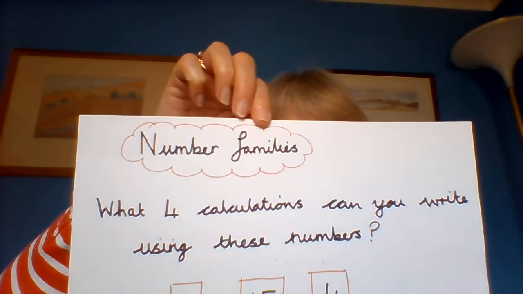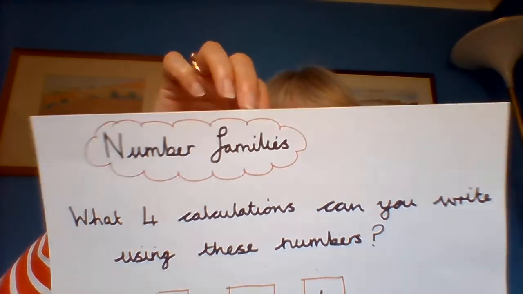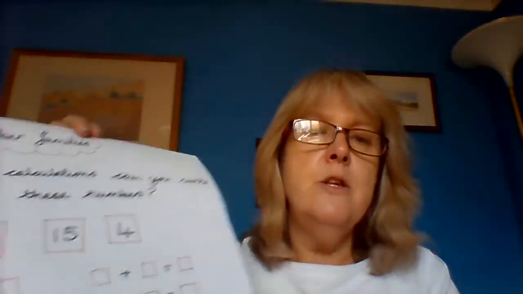So when we're talking about number families, we're making the link between an addition calculation and seeing the inverse, the opposite, when it's a subtraction calculation. So I have an example here. You can see there are 4 calculations to complete, 2 addition, 2 subtraction, and you have to use the numbers given. Then you will be able to see the link between the addition and subtraction calculations.